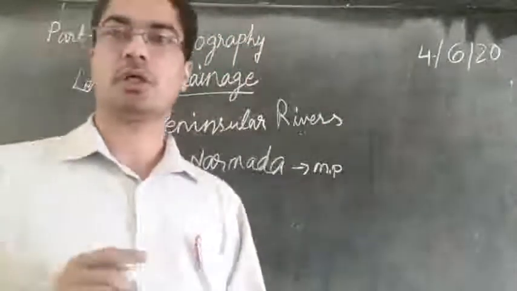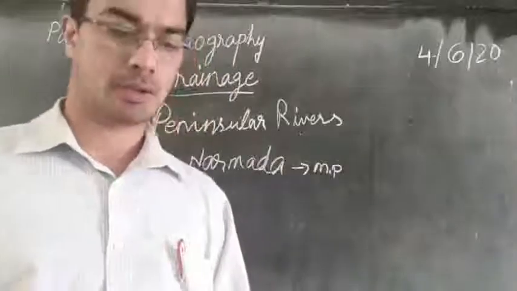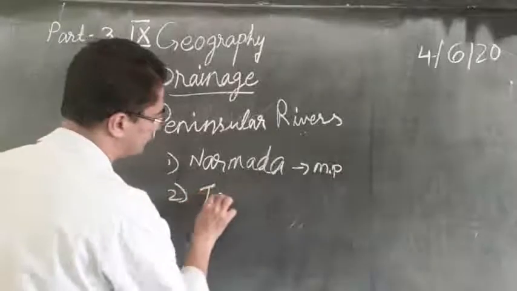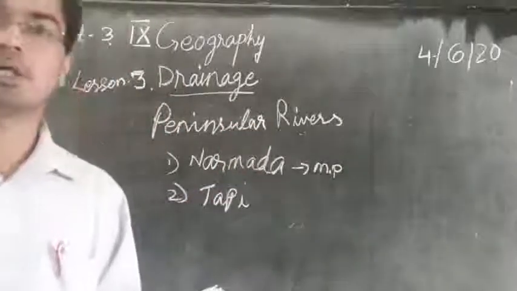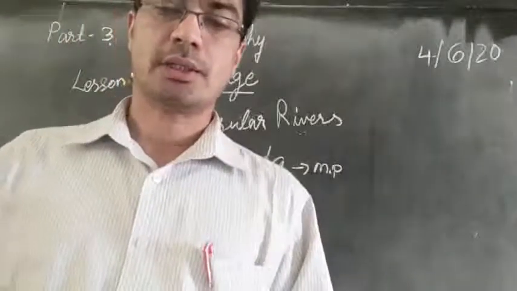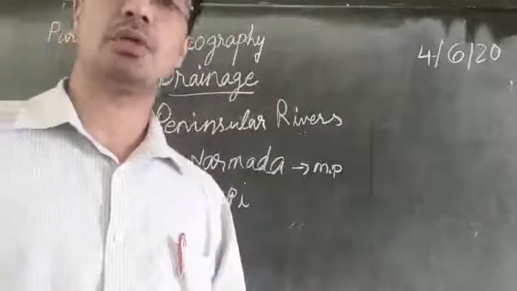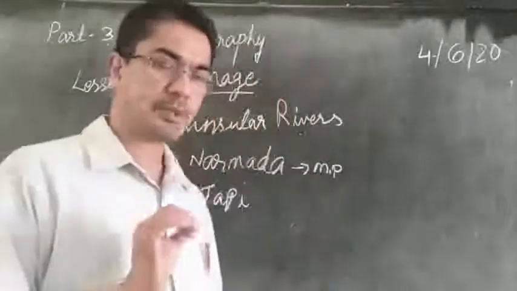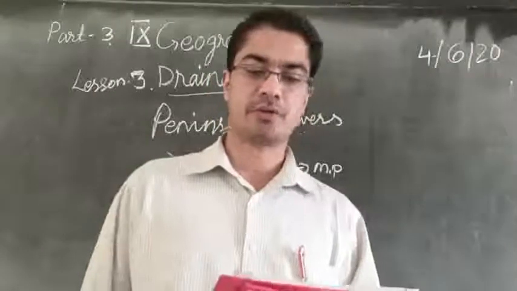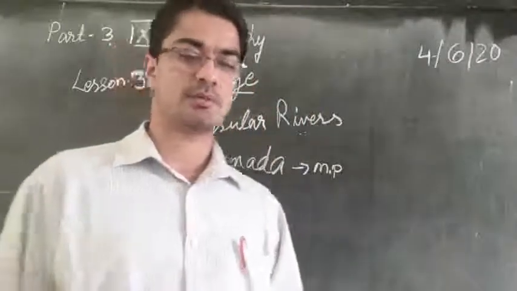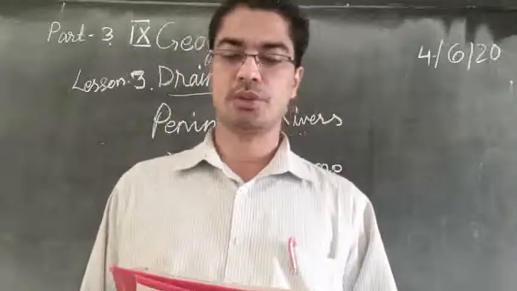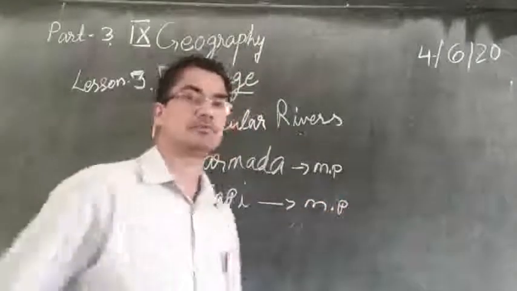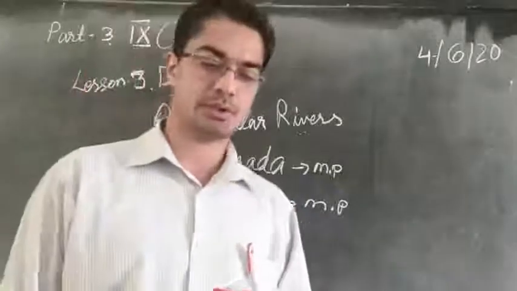Now we have come to the next river, that is the Tapi Basin. Another river is Tapi. The Tapi rises in the Satpura ranges. So another one was rising in what Ghats? Western Ghats. Now we are specifically seeing this river is rising from what ranges? Ranges means mountains. What mountain? Satpura mountains, in the Betul district of Madhya Pradesh. So this also is starting from Betul district of Madhya Pradesh.